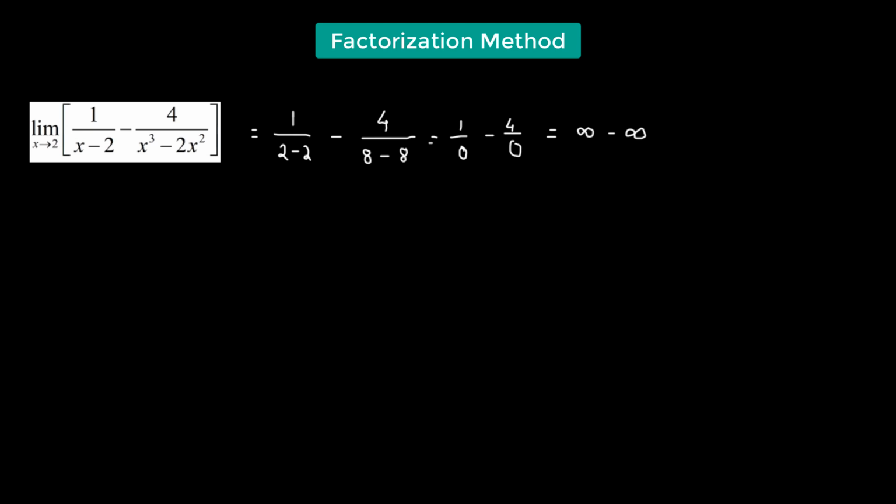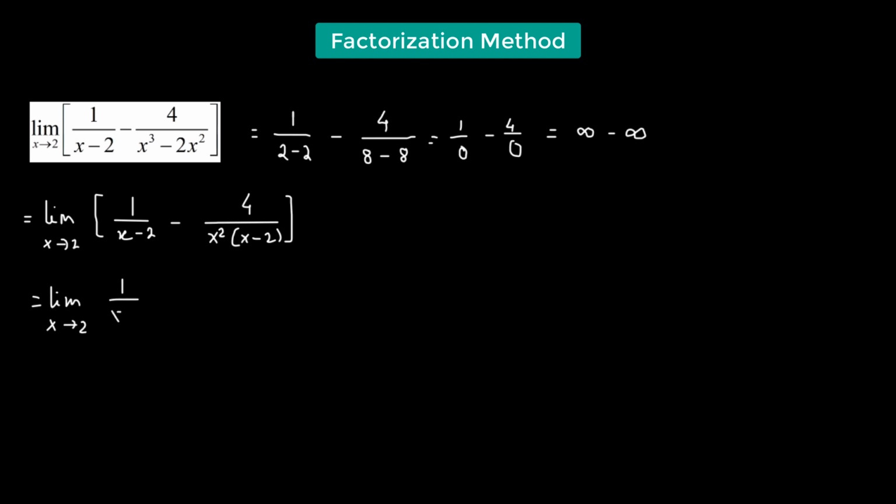However, we need an indeterminate form of 0 over 0. So that means we have to do some algebraic manipulation here. So what we're going to do, we are going to factorize the denominator of the second rational function. So we have 1 over x minus 2 minus 4 divided by, so what we're going to do, we're going to take x squared as the common factor, so that leaves us with x minus 2. Then we are going to factor out 1 over x minus 2.